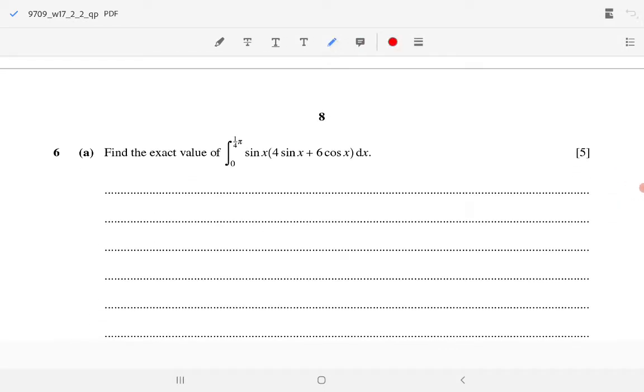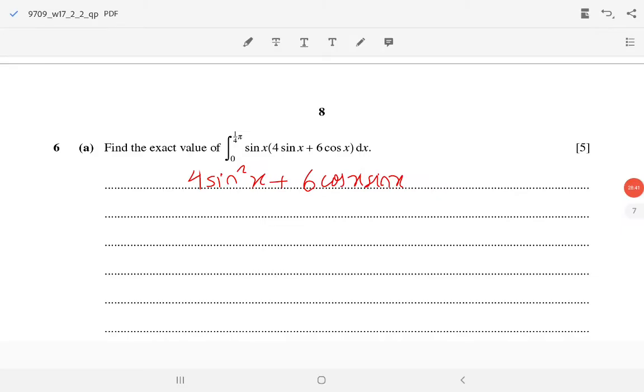Alright guys, now let's complete some integration again. Find the exact value of this: 4 sine square x plus 6 cos x sine x. Now let's see how we can convert it to a form which we can integrate.